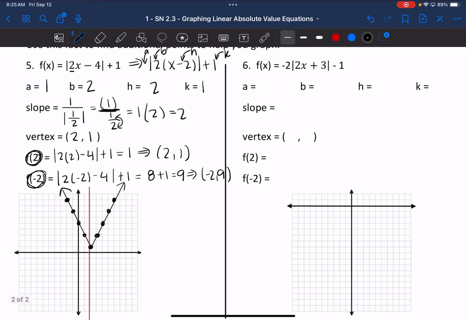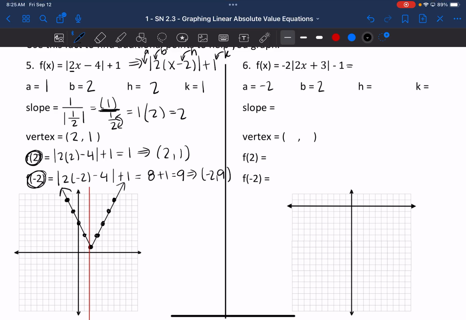Okay, let's do one more. So for number 6, what is our A value? Negative 2. Good. And what's our B value? 2. Okay, now I have to be careful. What am I going to need to do before I can figure out what my H is? Right, I need to factor out that 2, right?